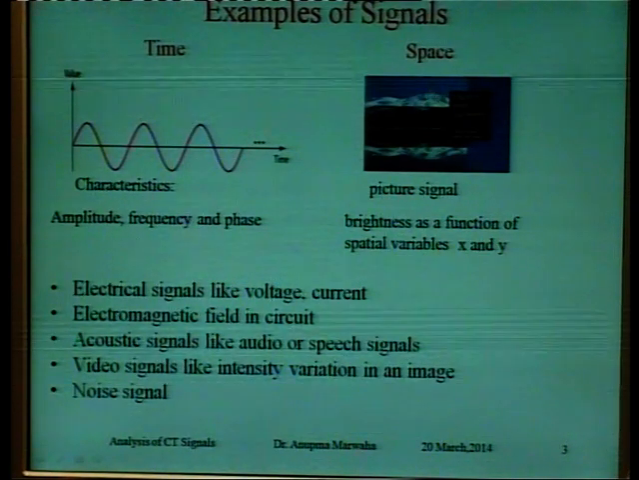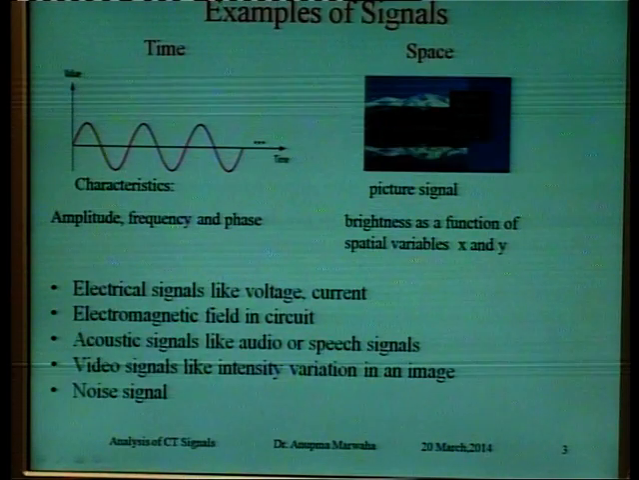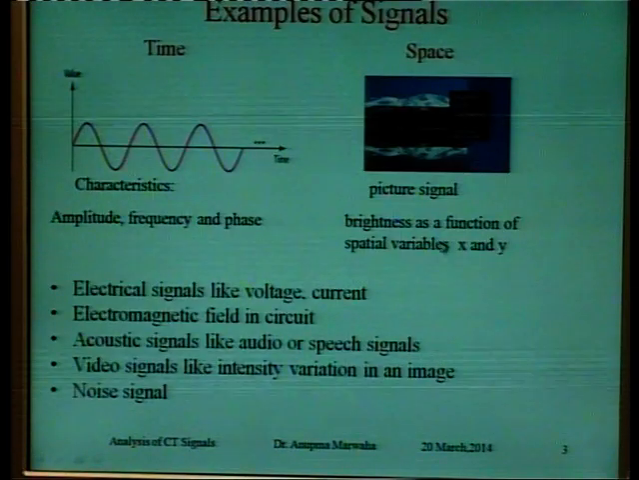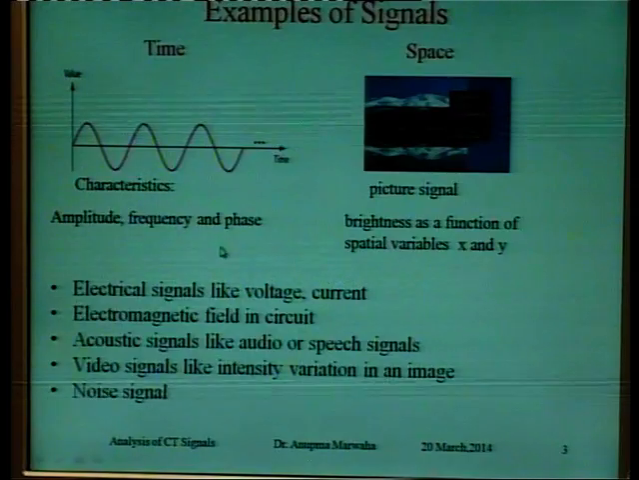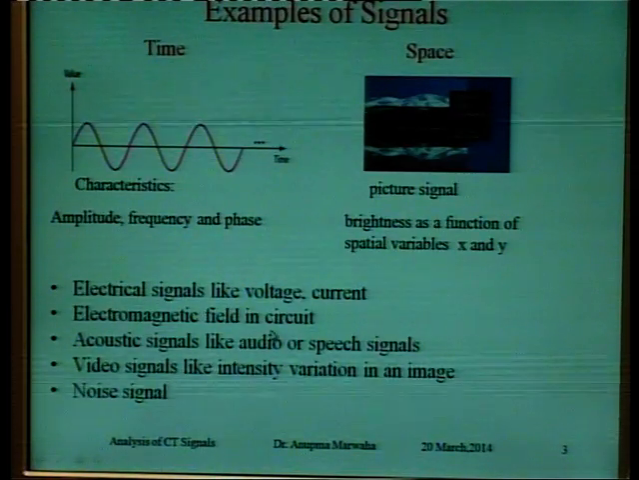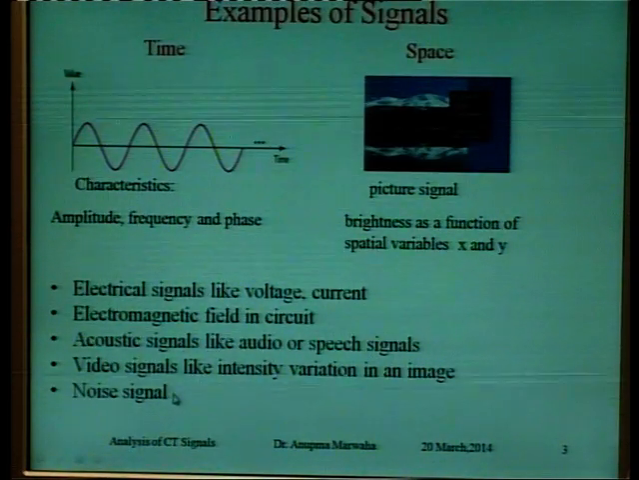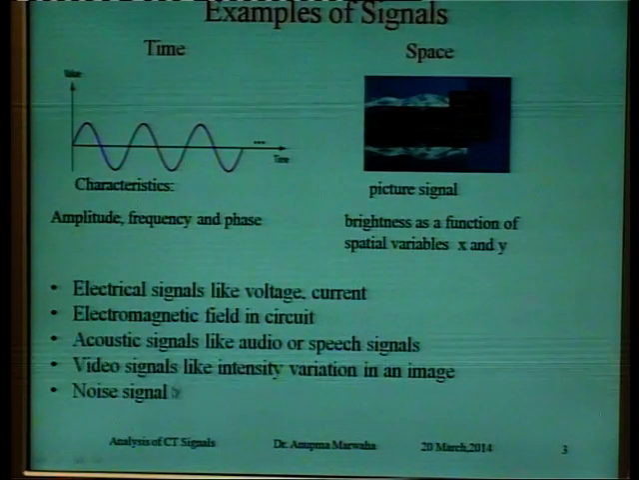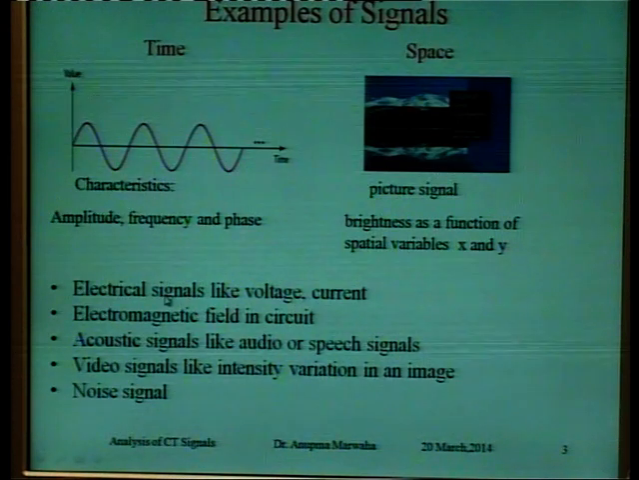An example of independent variable as space is the picture signal. Here we can see a picture signal in which the brightness varies as a function of spatial variables, that is x and y. Other examples of signals can be electrical signals like voltage, current, electromagnetic signals, acoustic signals, video signals, noise signals, or biomedical signals and so on. So, there can be a large number of types of signals.